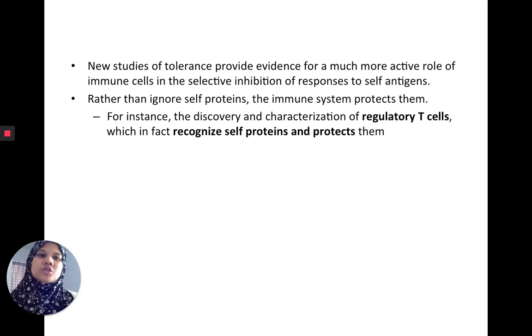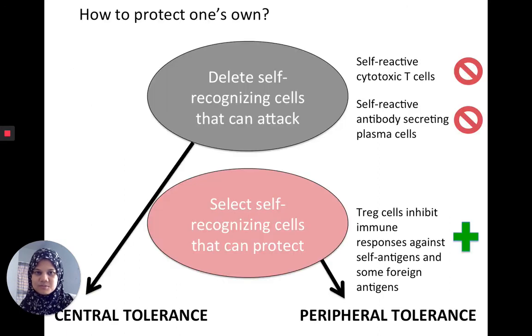But new studies show that it's actually not as simple as that. There are some cells that will escape that initial self-reactive deletion and enter the circulation. So instead of ignoring self-proteins, the immune system now tries to protect self-proteins. And this is what led us to the discovery of regulatory T cells. So regulatory T cells recognize self-proteins and protects them. So it's a pretty cool idea.